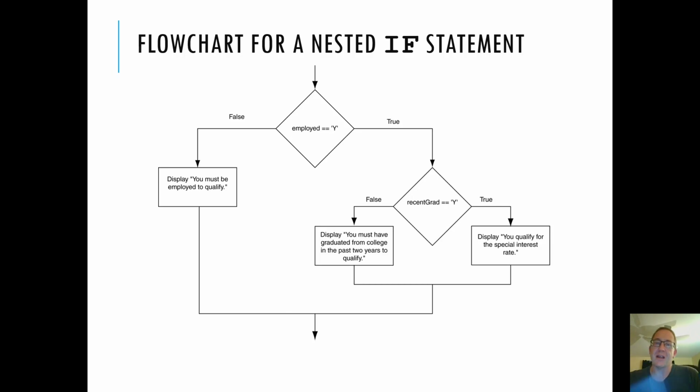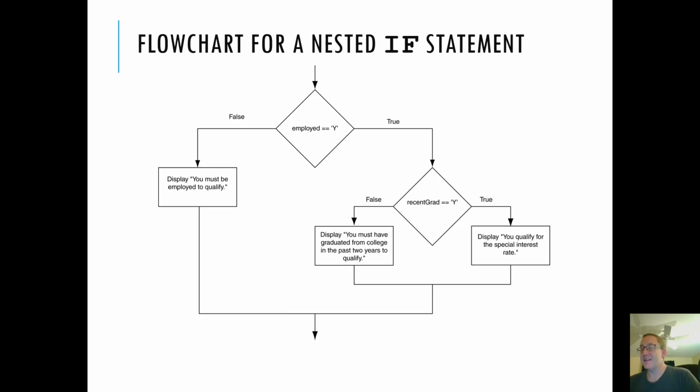Something like this where, are you employed? If you are employed, then are you a recent grad? If so, then you'll get a special rate for the car that you're going to buy. Done. Otherwise, you'll be told you must have graduated from college in the past 2 years to qualify. If you're not employed, then you must be employed to qualify, and you don't get the special discount on the car.